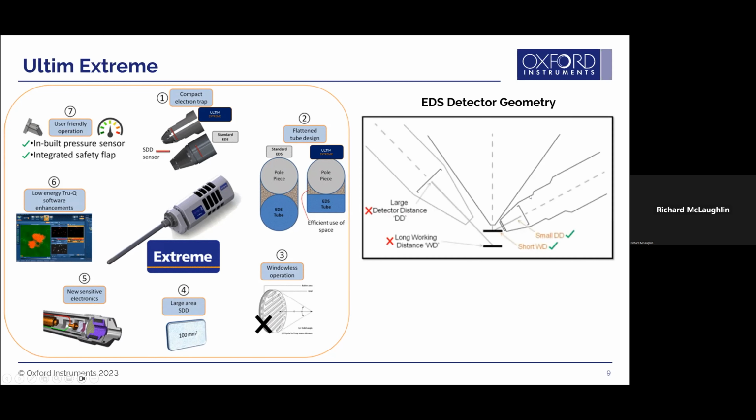So if we take a look at the geometry between a standard EDS and the Ultim Extreme, on the left-hand side, we've got a standard that kind of gives you an idea of why the geometry is much better for the Ultim Extreme detector, because we can now get in very close to that sample, move the sample up towards the pole piece, and we get really high resolution imaging, and we can get high resolution X-ray analysis.